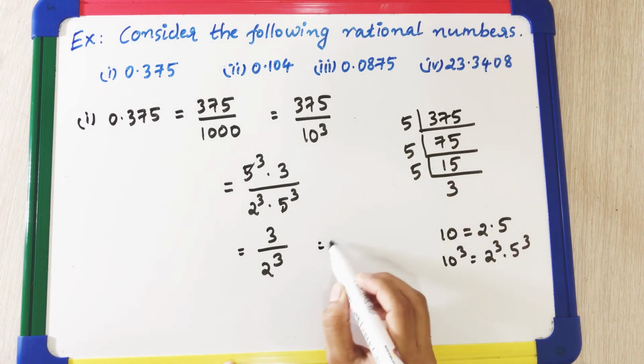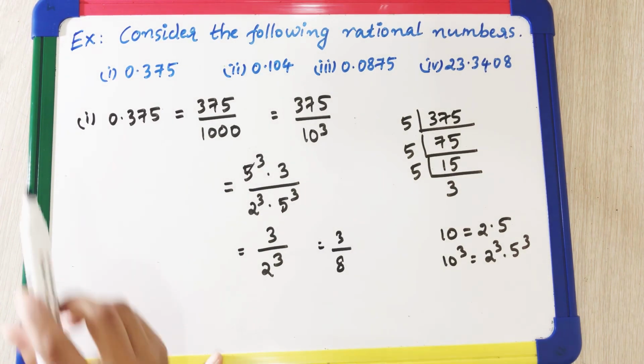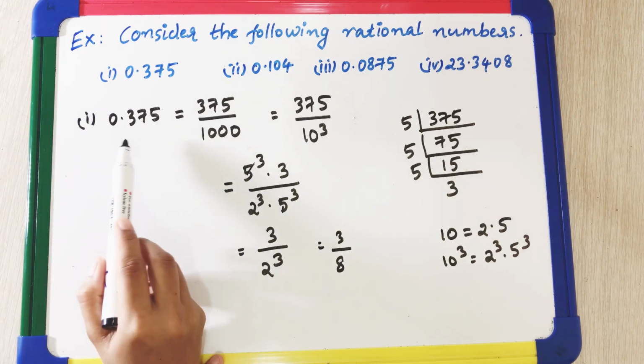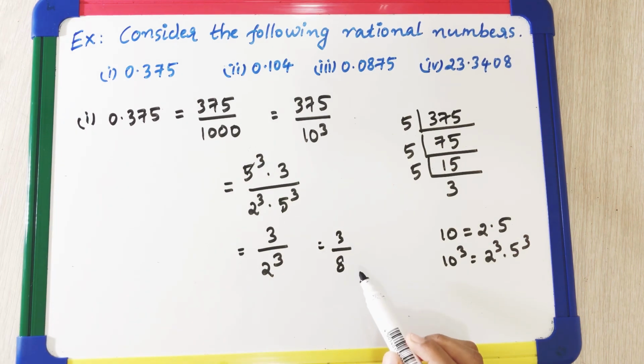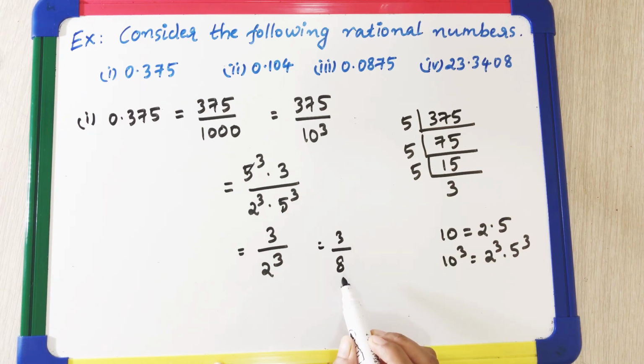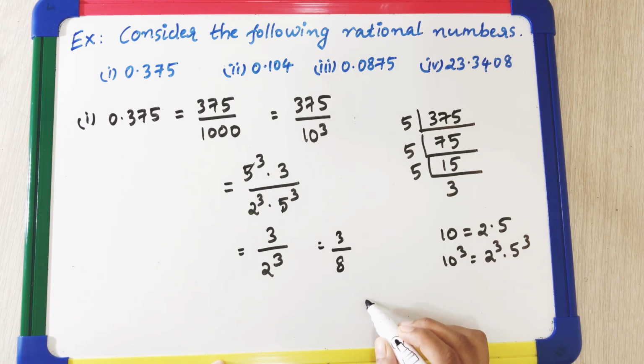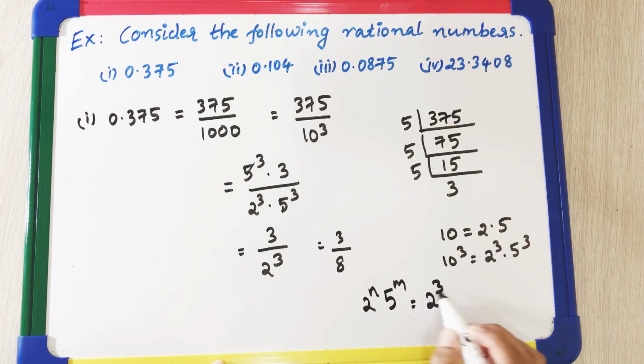Or 3 by 8. Here we expressed 0.375. 0.375 has a terminating decimal expansion in the form p by q, where p and q are co-prime. Here 3 and 8 are co-prime. The only common factor is 1. And the denominator, or q, has the prime factorization 2 raised to n into 5 raised to m. Here 2 raised to n into 5 raised to m is 2 raised to 3 into 5 raised to 0. Here n is equal to 3, m is equal to 0.